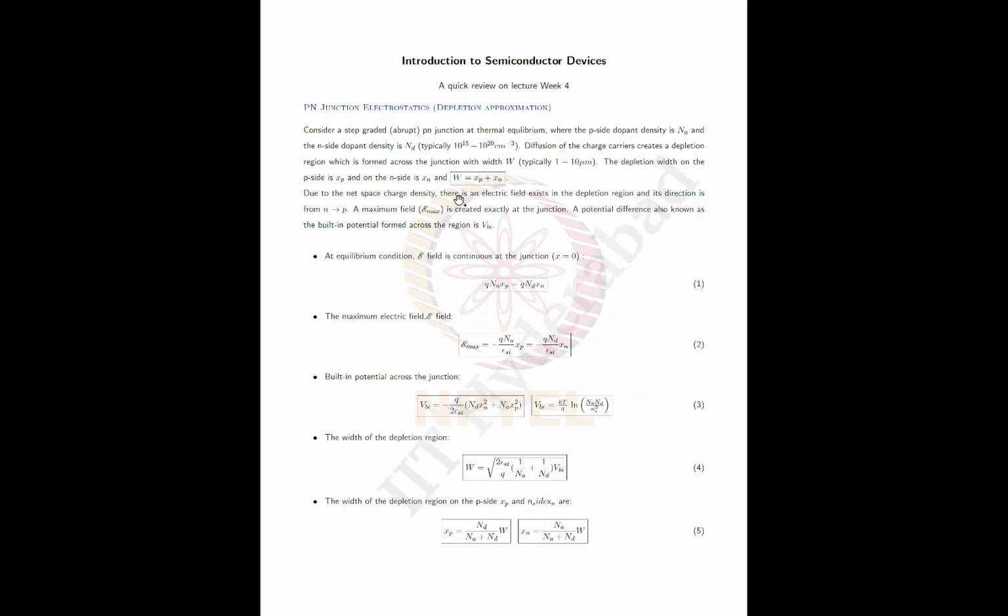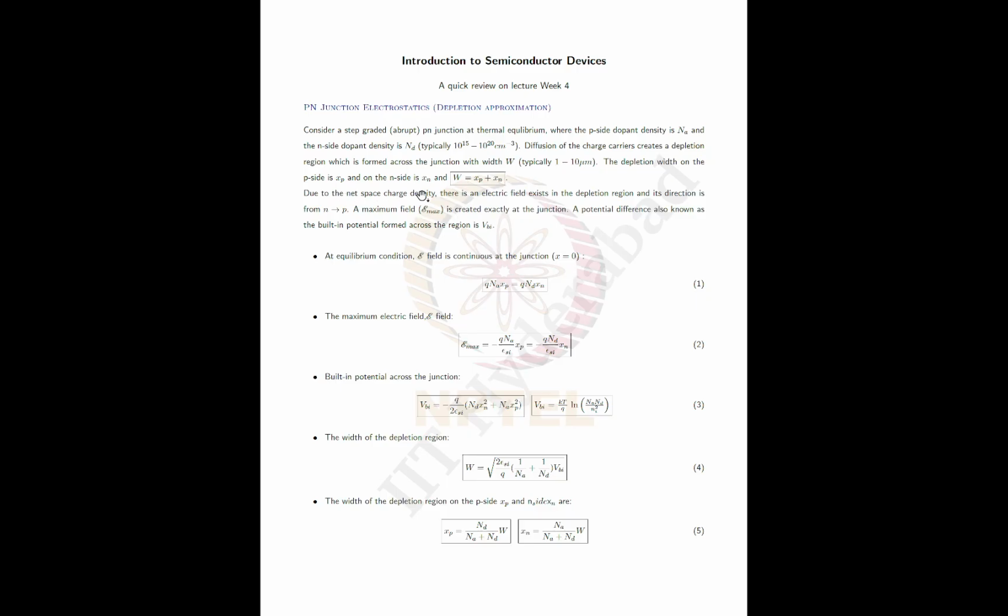So now we will come here. These are some quick review. Consider a step graded PN junction in thermal equilibrium where the P side dopant density is Na and the N side dopant density is Nd. Diffusion of charge carriers creates a depletion region formed across the junction with width W, which is typically 1 to 10 microns. The depletion region on the P side is Xp and on the N side is Xn, and then W is given as Xp plus Xn.